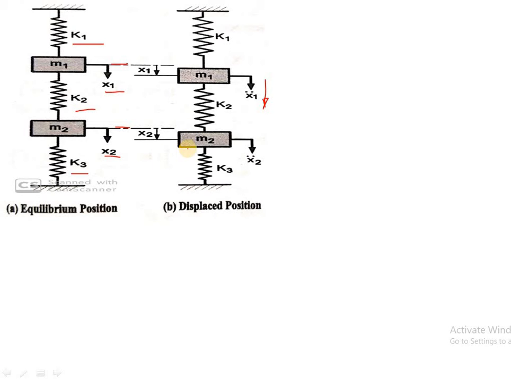So now our task is to draw the free body diagram of mass M1 and M2. First we will talk about M1. As M1 is moving in the downward direction, inertia force will be opposite to the acceleration, so M1 x1 double dot in the upward direction. Now K1 will resist the motion, so K1 x1, and K2 into displacement. The displacement of K2 depends on both x1 and x2. So assuming that x2 is greater, x2 minus x1 will be the total displacement of K2. So this force is written as K2 into x2 minus x1.